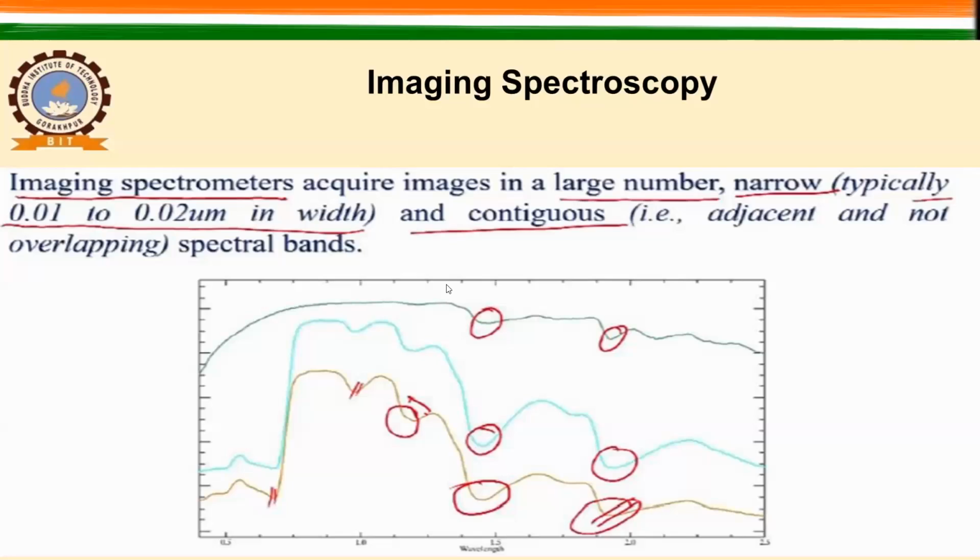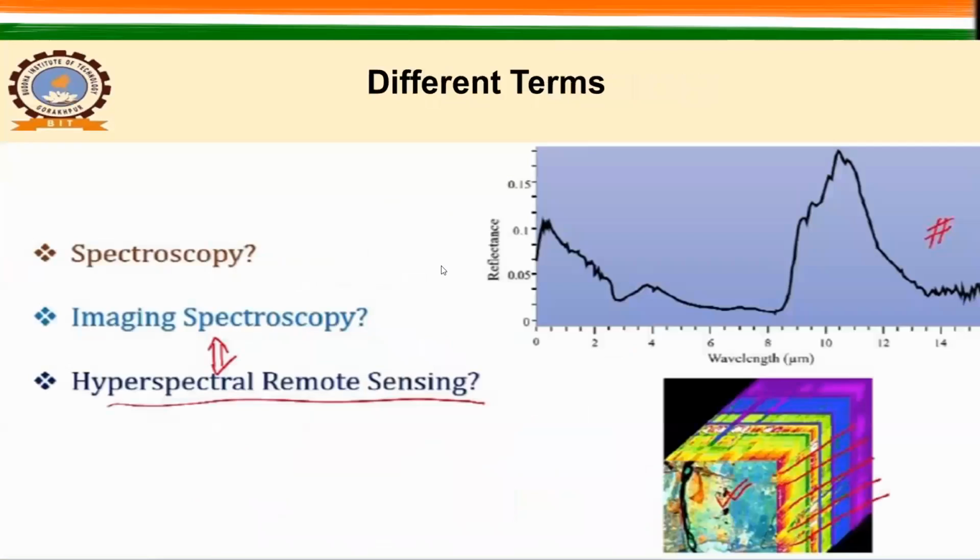Okay. Now we have different terms such as spectroscopy, imaging spectroscopy, and hyperspectral remote sensing. So I am going to wind up the session at imaging spectroscopy. Now the different terms, their definitions and their detailing, where we will start from, will be covered in the next part, that is part 2 of hyperspectral remote sensing.